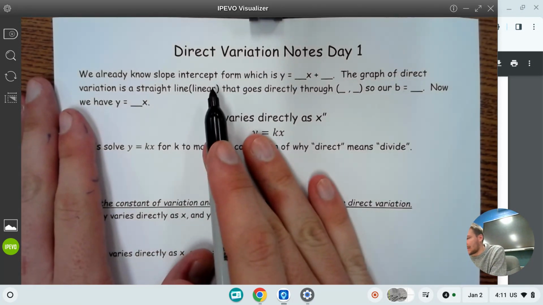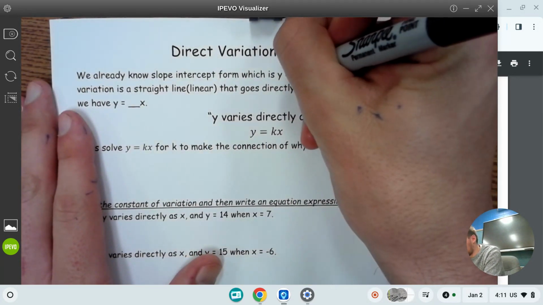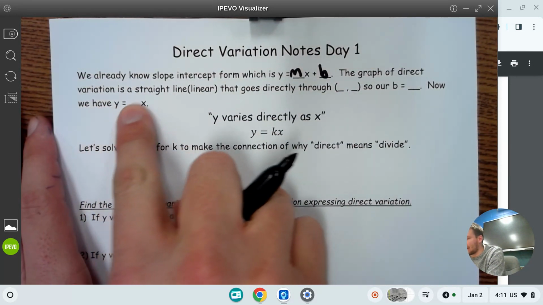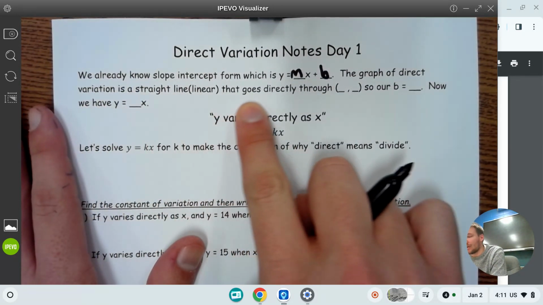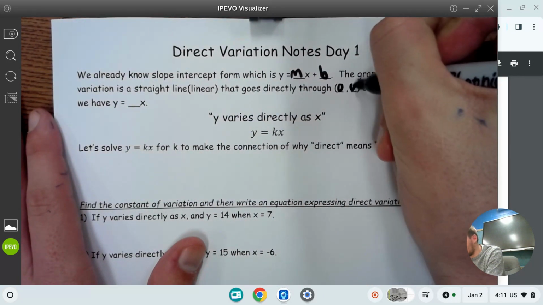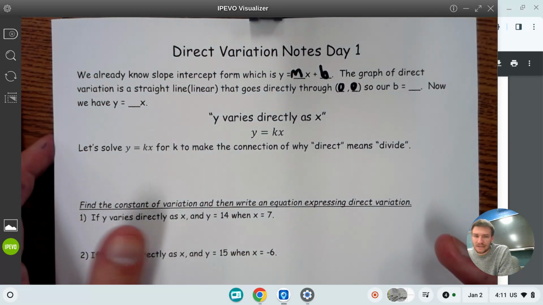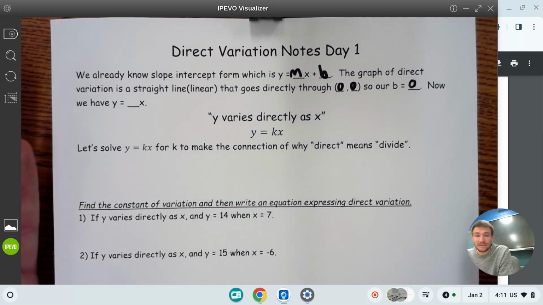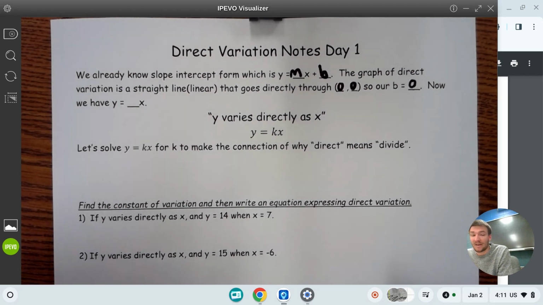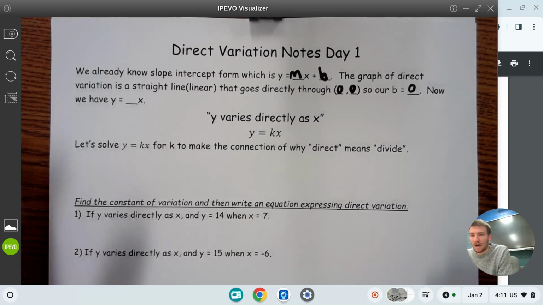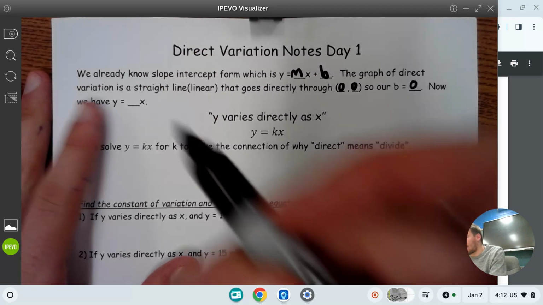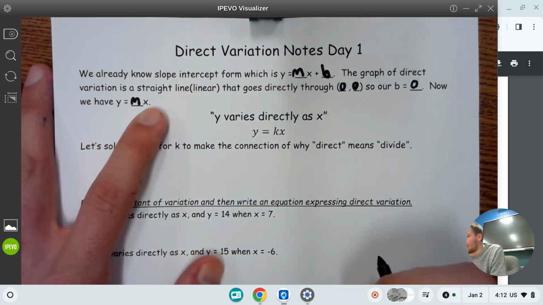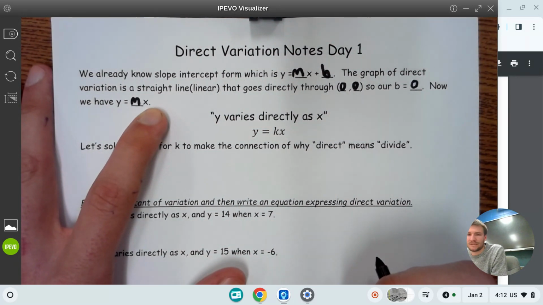We already know slope-intercept form, which is y equals mx plus b. The graph of a direct variation is a straight line that goes directly through 0, 0. Hopefully you remember that from yesterday, from the warm-up. And so our b is 0. Our y-intercept is 0. If we go through the origin, our y and x-intercepts are 0 if we're a straight line. Now, that means we have y equals mx, because we have plus 0, and we don't need to write plus 0.